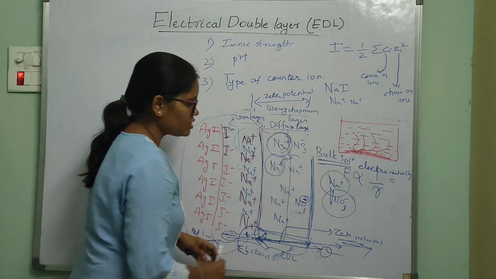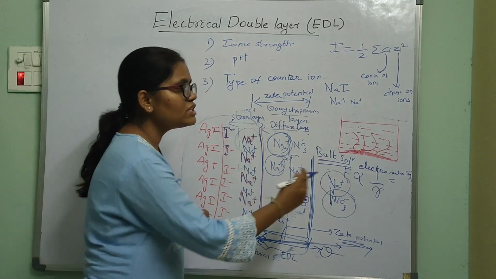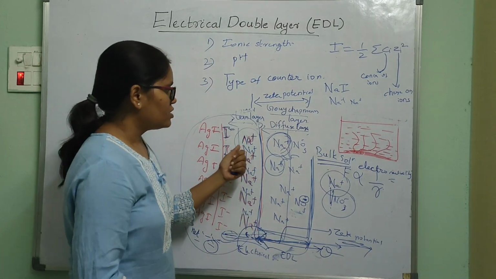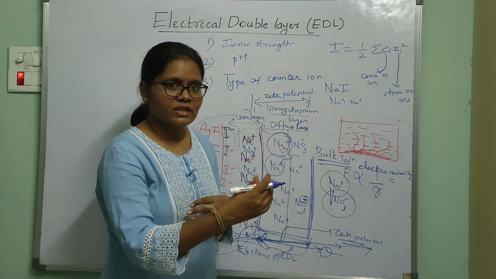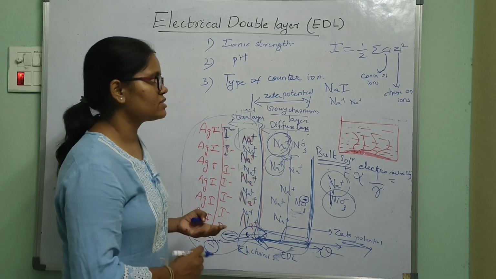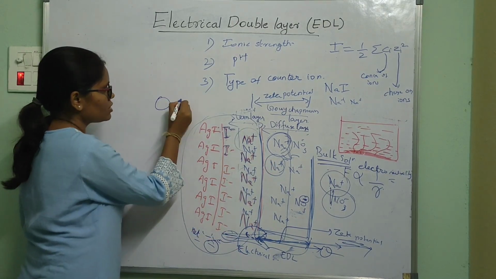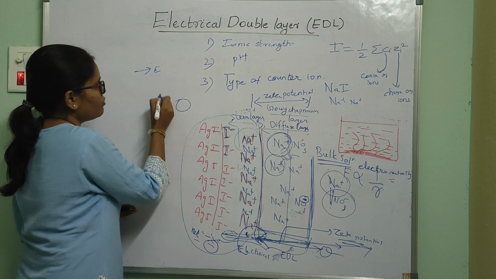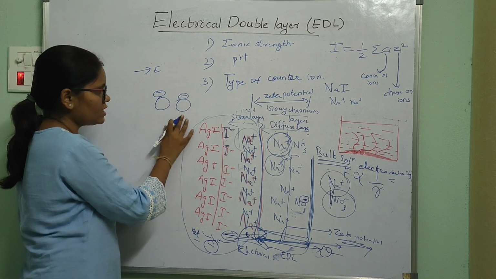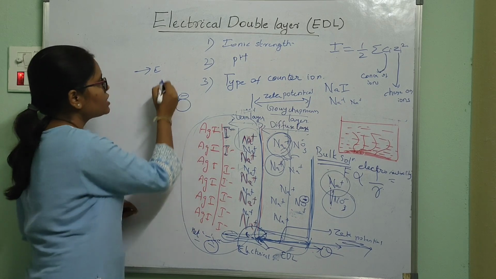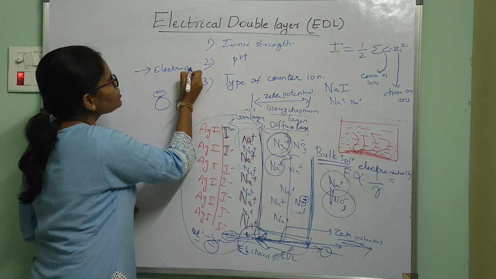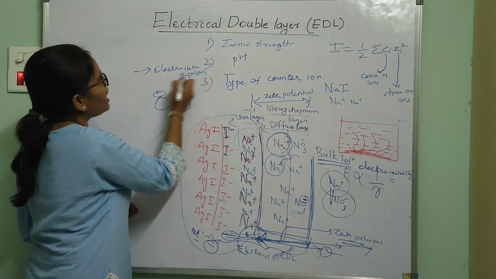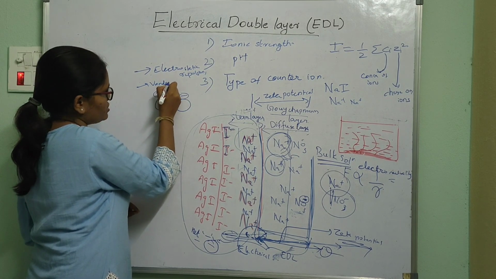So if the zeta potential decreases, the repulsive interactions between two colloidal particles will decrease, right? So when the repulsive interactions decrease, the attractive interactions will increase. So there are two types of interactions. When there are two colloidal particles with like charge, in this case the charge is negative, there will be electrostatic repulsions and there will be van der Waals attractions.